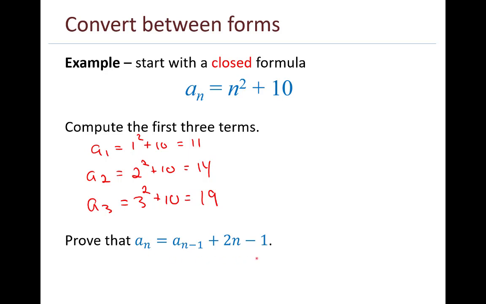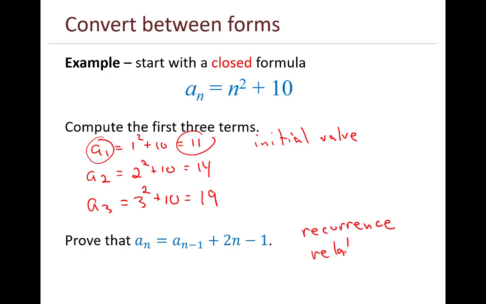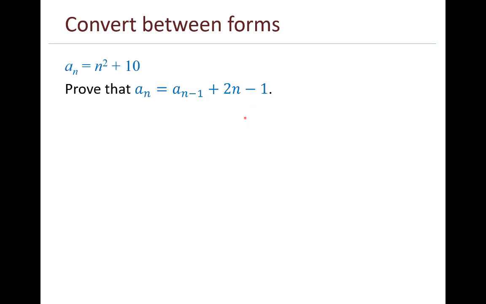Now let's prove that this is my recurrence relation. This gives us the recursive form of the sequence. So if this is the initial value, I do have my initial value up here. And then this part is called the recurrence relation. So let's prove that this is the proper recurrence relation for that closed formula. And I'll go to a new slide and start right on top.